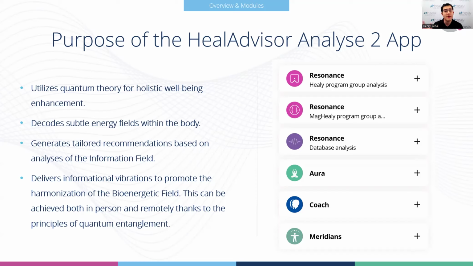This is done through all different types of the modules that we can see: the aura module that focuses on the chakras, the coaching module that focuses on different aspects of life, the resonance module that focuses on the different program groups that we have, plus other holistic practices that we offer there as databases. And then ultimately, on the last bullet point, we can see that the goal is so that you can harmonize the bioenergetic field. That's really what we always care about, the bioenergetic field. That's always going to be the goal, because that will impact every single aspect of our well-being. And remember that this is only possible thanks to the principles of quantum entanglement.